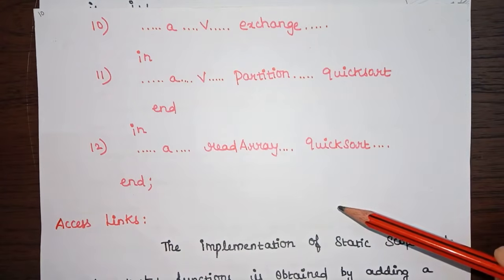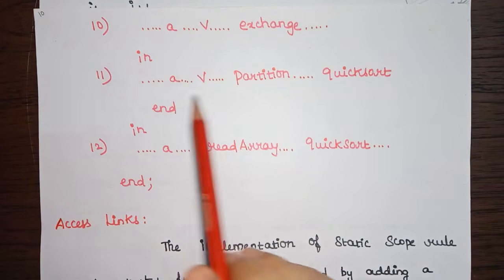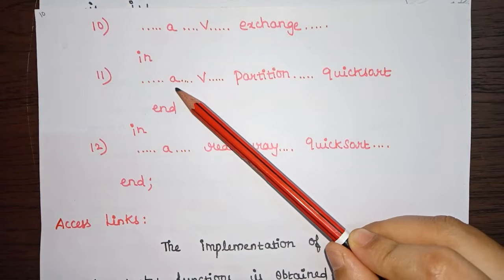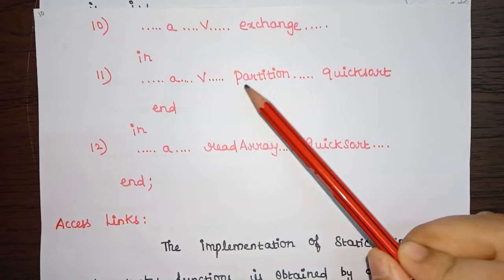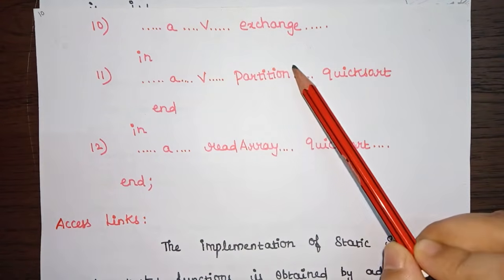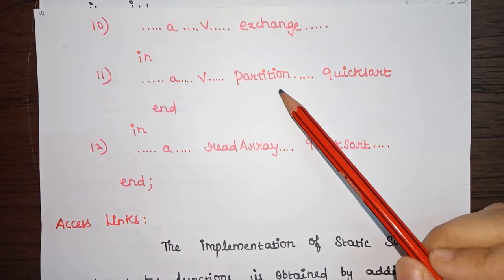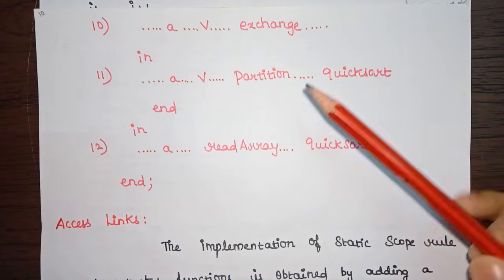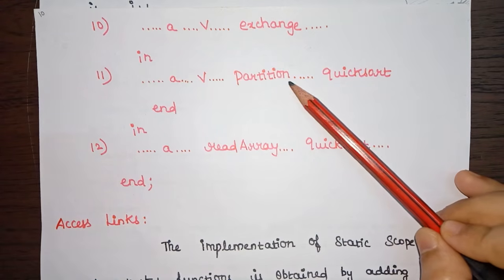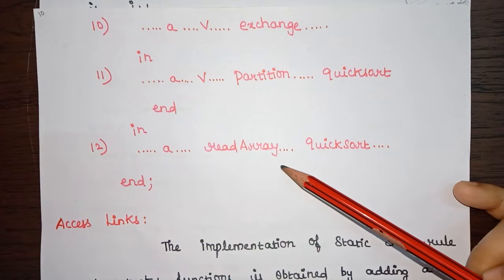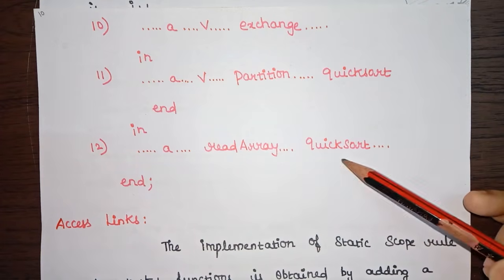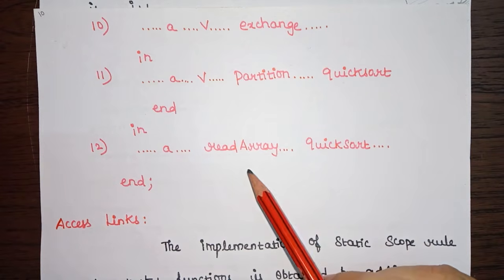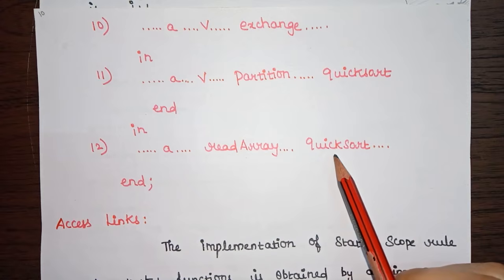This is the continuation of the same code. In the 11th line, it is accessing the variables a as well as b, and again it is executing the partition procedure recursively. So you can see that this function calls itself recursively. That is about the 11th statement. Coming to the 12th statement, the outer function sort is going to access the variable a, and it is calling two procedures, read array as well as quick sort.